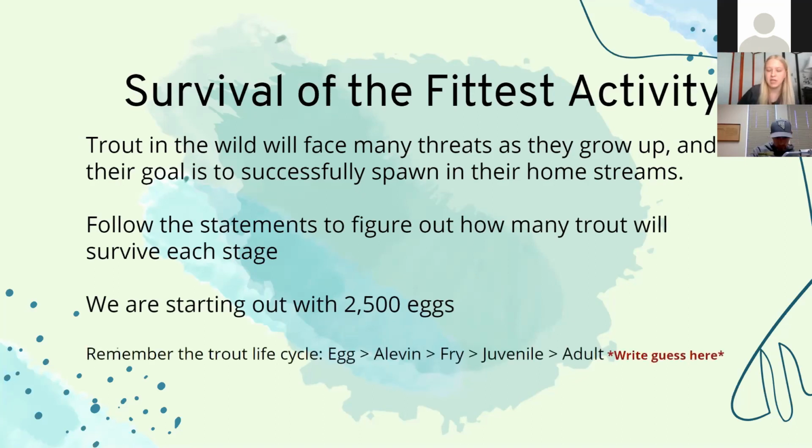On your paper, it'll say, remember the trout life cycle: egg, alevin, fry, juvenile, and adult. Next to adult, if you have your worksheet, I want you to write down your guess. We have 2,500 eggs. Do you think that all 2,500 eggs are going to survive to adulthood to be able to spawn again? Or do you think maybe only 1,000 are going to survive? Maybe only 100, maybe only 10. Write down your guess as to how many are going to survive to adulthood.